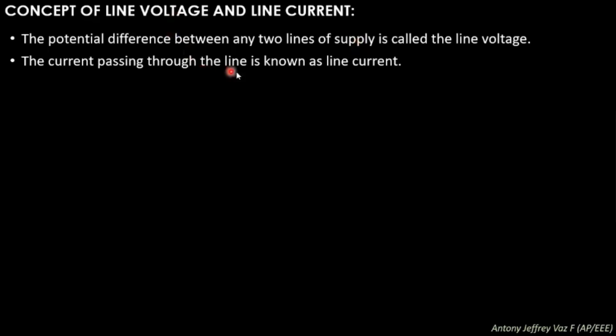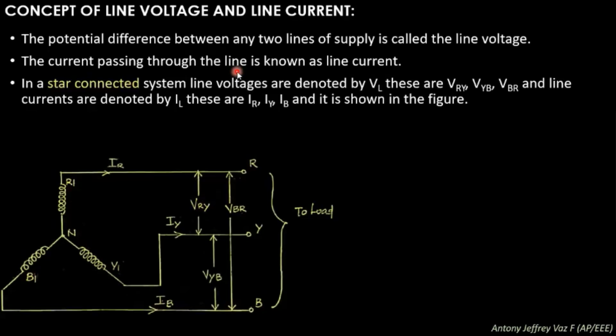The current passing through the line is known as line current. If the current is flowing through the line, then it is known as line current. For a star connected system, consider this one is the star connected system. In a star connected system, the line voltages are denoted by VL. These are represented by VRY, VYB, VBR, and line currents are denoted by IL. These are IR, IY, IB, and is shown in the figure.